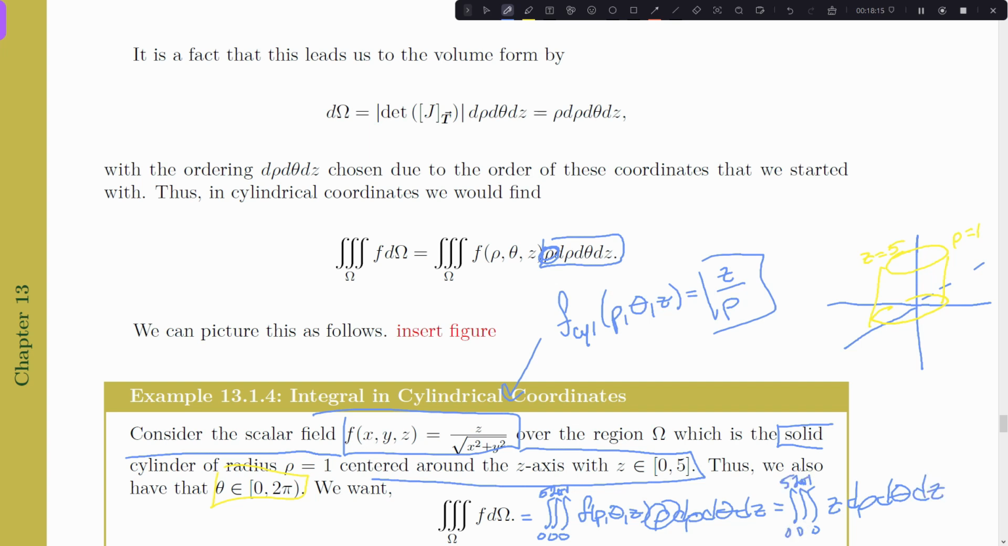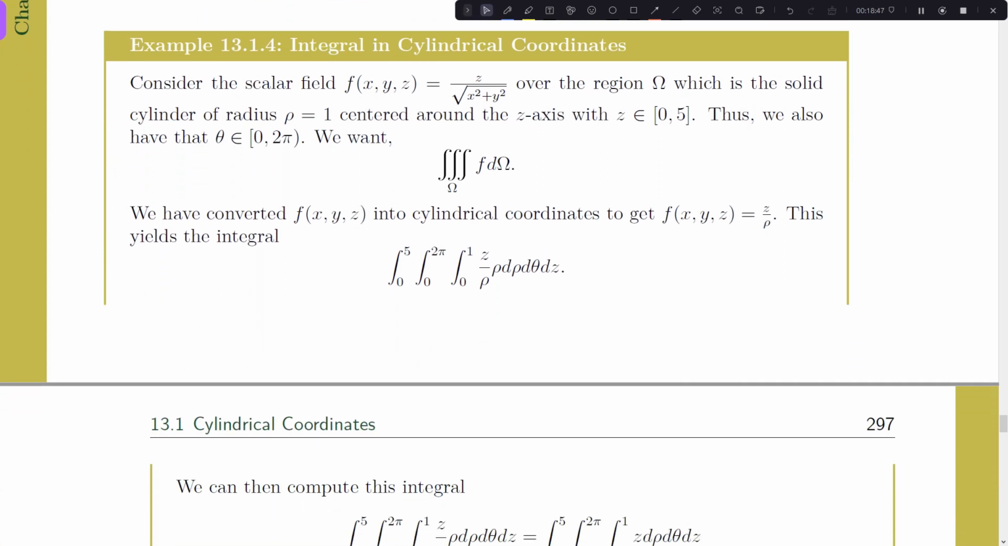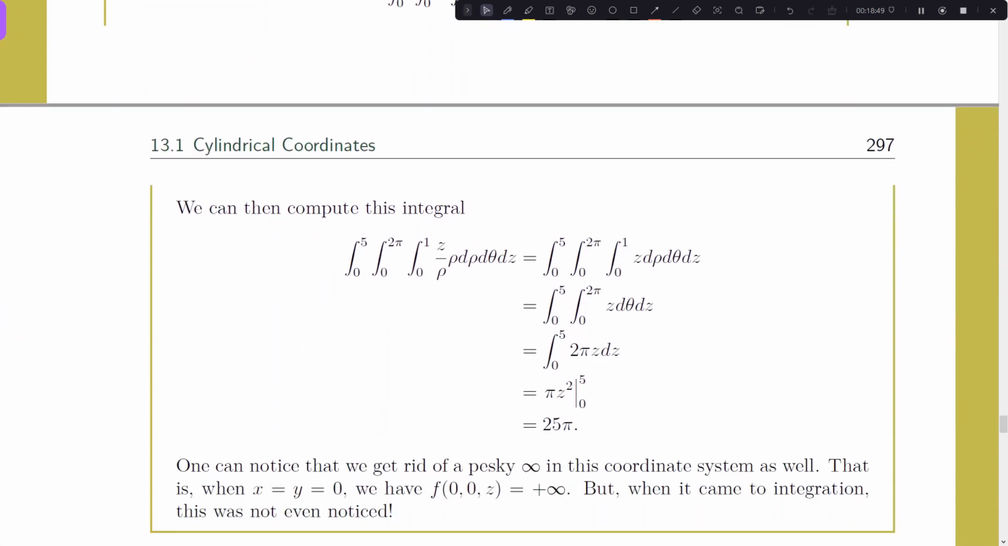And of course the two terms in rho and theta are not going to care about anything. So rho is just going to give us a 1, theta is going to give us a 2 pi, z is going to give us z squared over 2 from 0 to 5. So we end up with something like 25 pi. Now I'm going to scroll down and we're going to see that hopefully the example agrees with me. So here we go, scrolling down, we see it set up and we get to 25 pi.